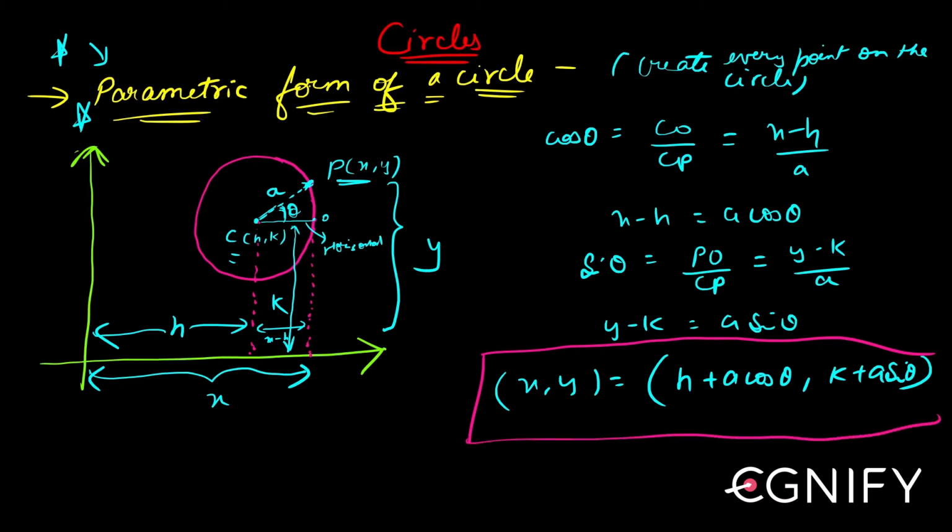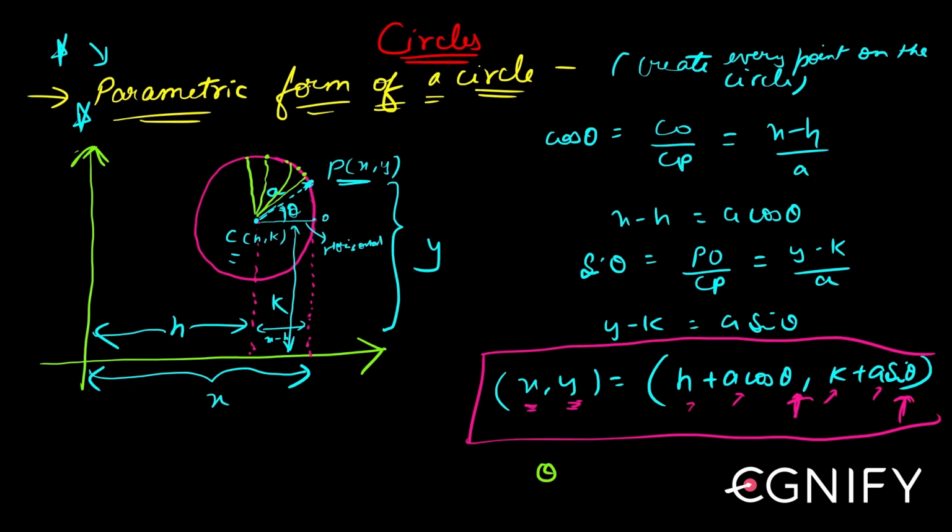Now, why am I telling you that using this equation, I can create every point on this particular circle? That is because if you keep varying theta, I'll keep getting different values for x, y. Because h is fixed, k is fixed, a is fixed. Theta keeps varying, cos theta and sin theta will keep varying, and I'll keep getting different x, y's. Those x, y's are basically different points on the same circle, because each point has a different theta.